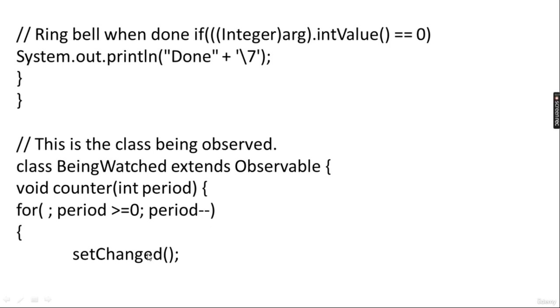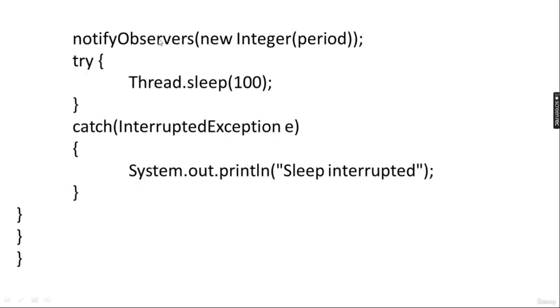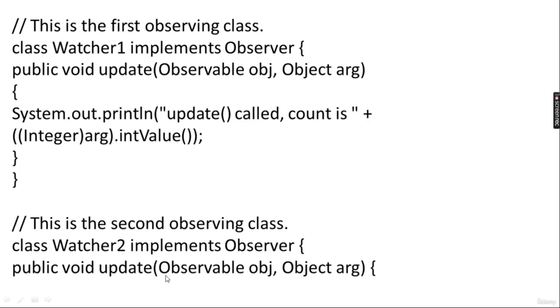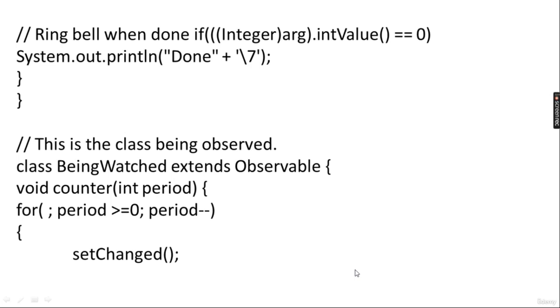And the setChanged method, this method is very important. If you do not call this method, nothing will happen as far as the updated value. And then next is notifyObservers with the new integer period. Whenever your period value is decremented by 1, setChanged will be called, and then notifyObservers with the new value of period. After the period is updated, the update method will be called, and this argument will be your latest period value, and that will be displayed on the console.